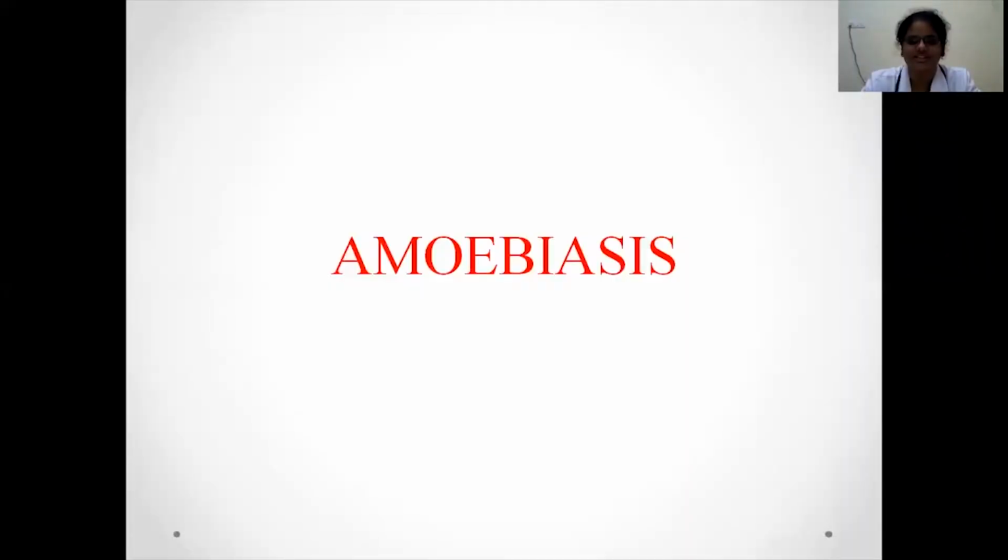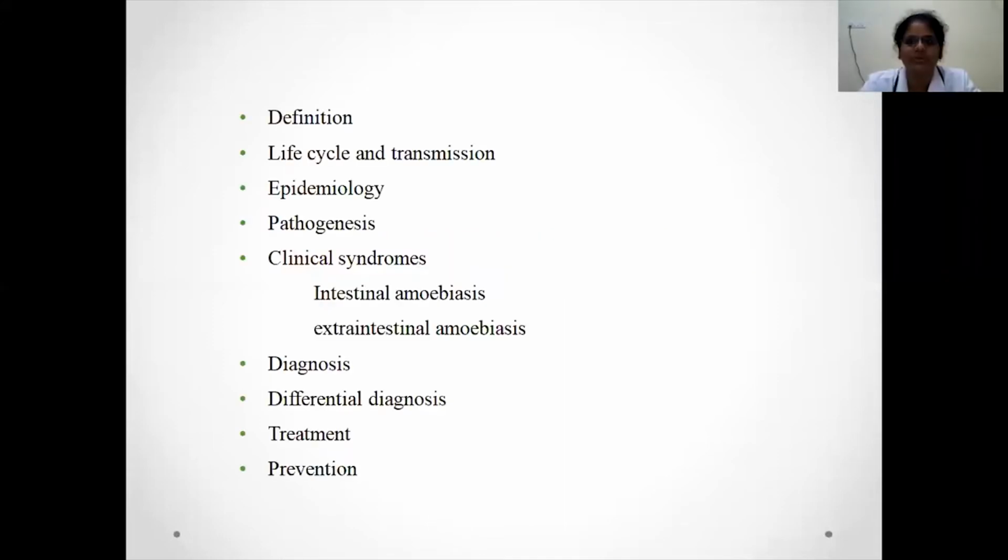Good morning. Today's topic of discussion will be amoebiasis, and the class will be dealt in these topics on the basis of these side headings. Initially, we'll deal with the definition, followed by the life cycle and the transmission, coming to the epidemiology, followed by pathogenesis, clinical features, diagnosis, differential diagnosis, treatment, and prevention.